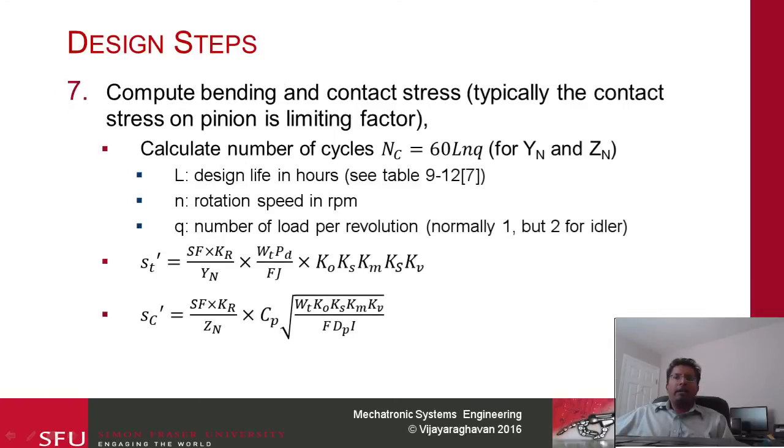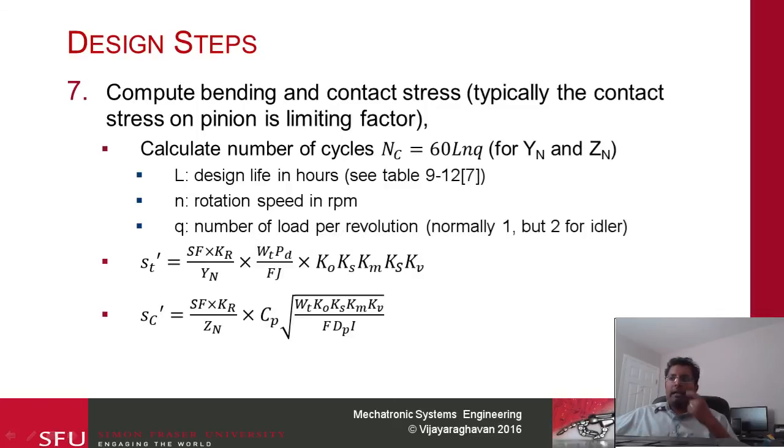So to compute the bending stress, typically the contact stress of the pinion is a limiting factor. For this, we basically need the value of NC, which is the number of cycles for which you want the gear to last. So given the lifetime L in hours, the speed in RPM, and Q, the number of times the gear gets loaded per cycle, the equation is NC is 60 times L times Q. The 60 comes from our conversion from lifetime being in hours to the RPM being in minutes.